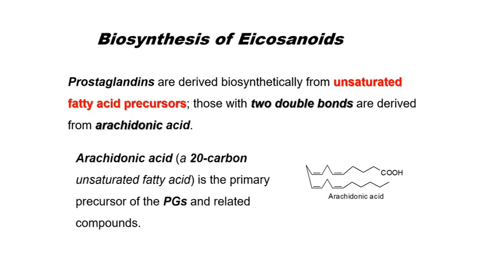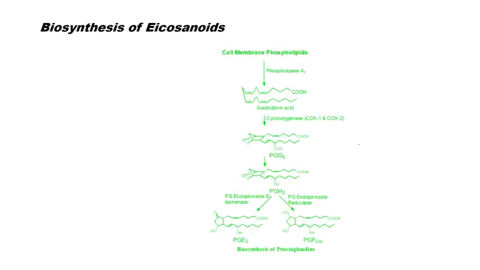As well, arachidonic acid is a 20 carbon unsaturated fatty acid. It represents the precursor of all this class of 2 series prostaglandins present in our bodies. To trace chemically the synthesis of different types of eicosanoids, starting from the cell membrane phospholipids, phospholipase A2 is capable of generating arachidonic acid having its 4 double bonds.